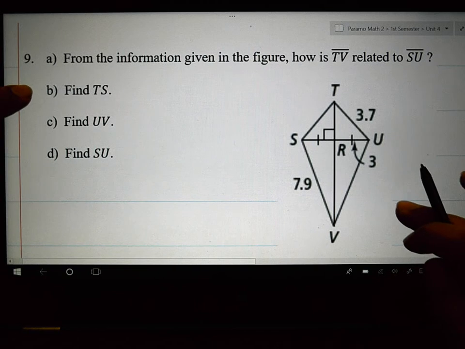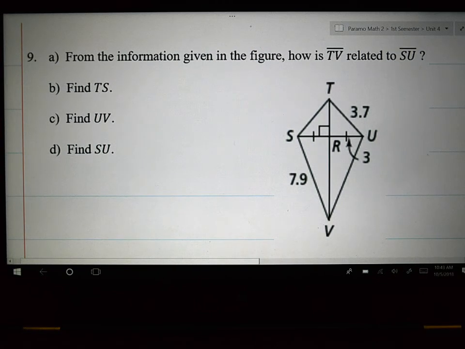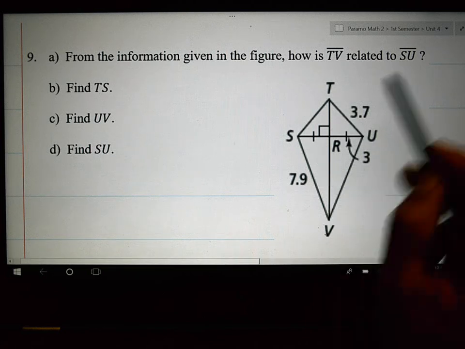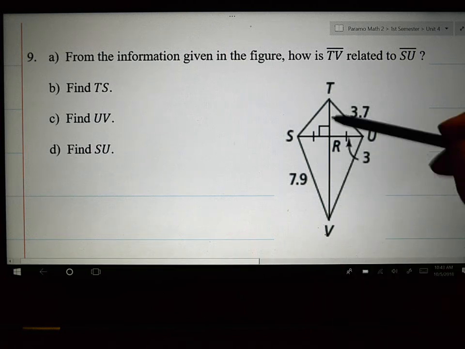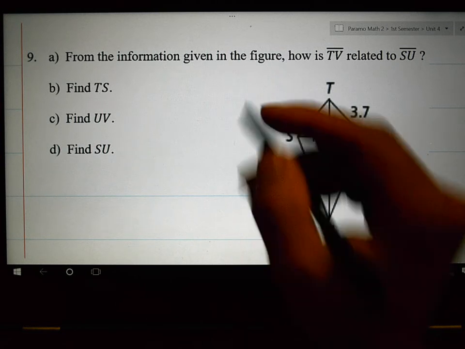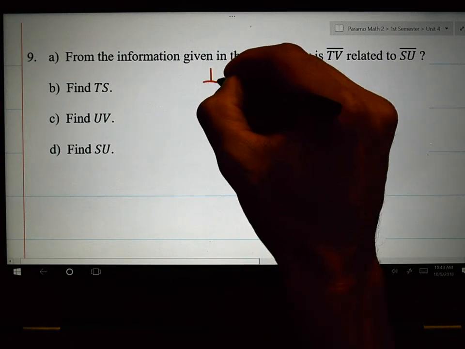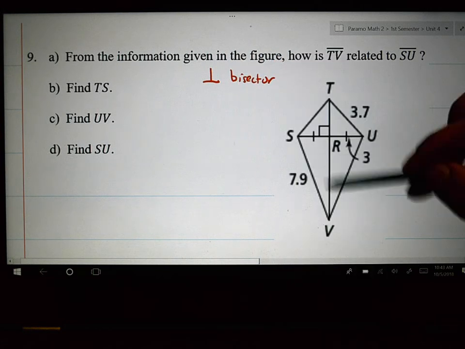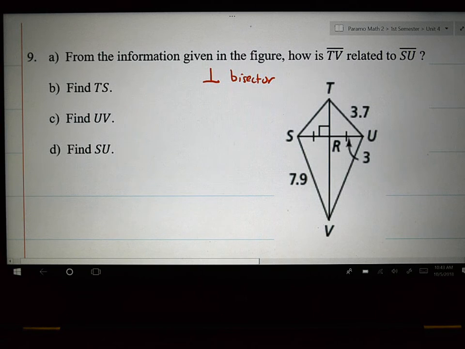This is number 9 on your worksheet. If you want to turn to your worksheet now, take a look at it. Question A says, from the information given, how is TV related to SU? How is segment TV related to segment SU? How are these two things related? They are what with each other? Do you know? If you know, say it out loud. I heard perpendicular bisectors, which is what you want. TV is the perpendicular bisector of SU.